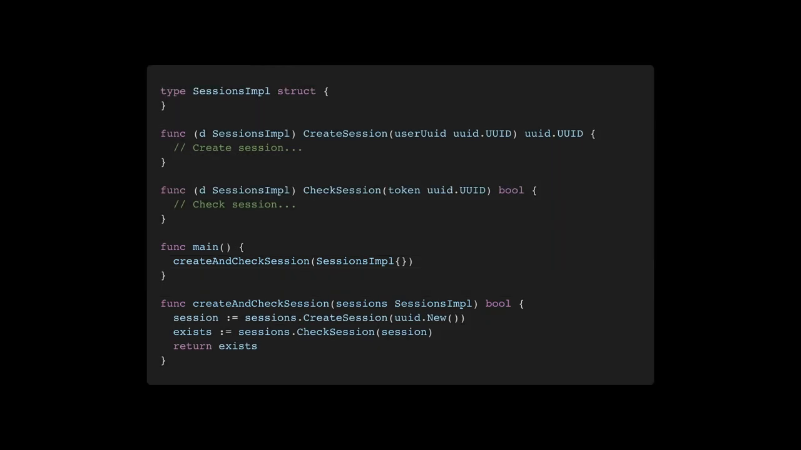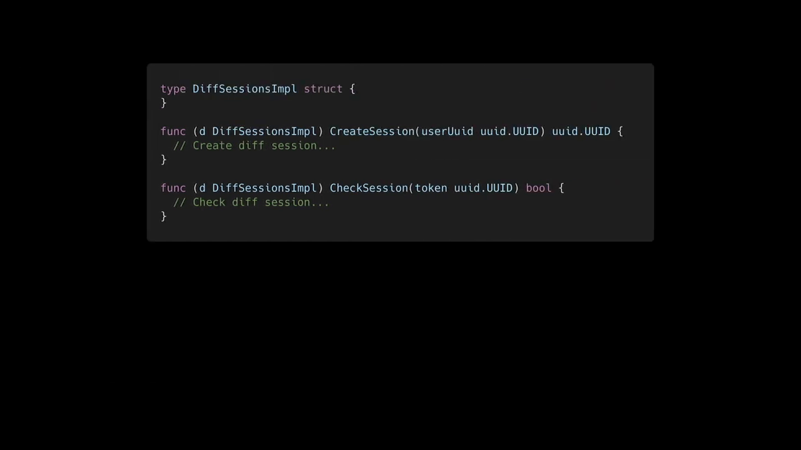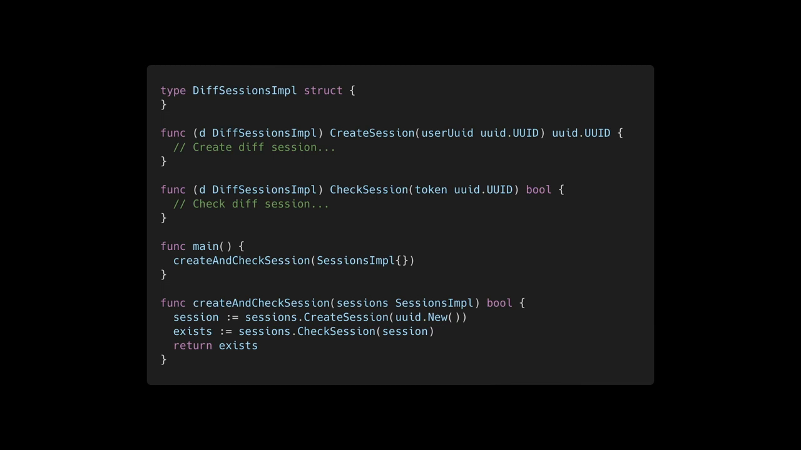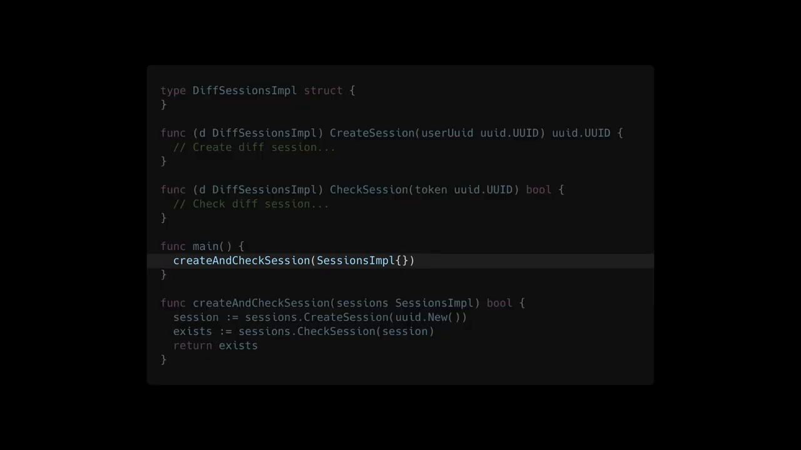The code we currently have works perfectly fine if we only have a single implementation of sessions. However, as I continued to work on this project, I quickly found out I need a different implementation of sessions. If I want to use this new implementation, I would need to call the create and check session function by providing a new instance of this new implementation. Now, this obviously wouldn't work and will give us a compiling error because the create and check session function takes in a parameter of a different type.